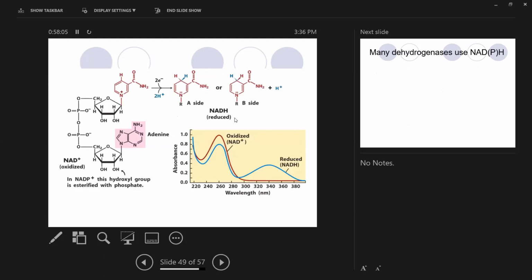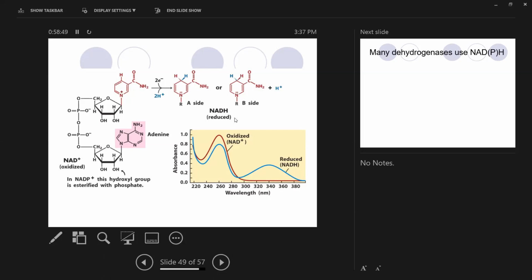Now, this nicotinamide molecule is planar. So when the hydrogen becomes a part of this, it will have a tendency either to be above or below the plane of the nicotinamide ring. As you can see, if it is above the plane, it's called the A side. If it's below the plane, it's the B side. A above, B below. Now, why is this significant?